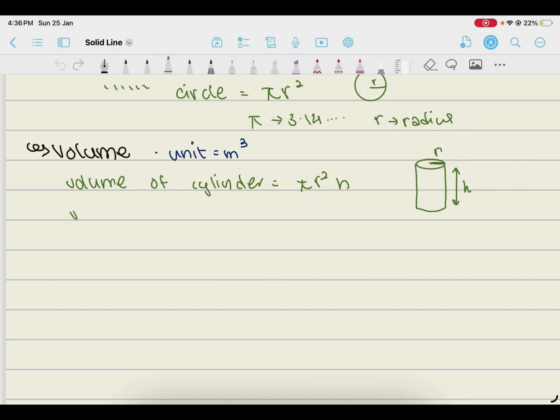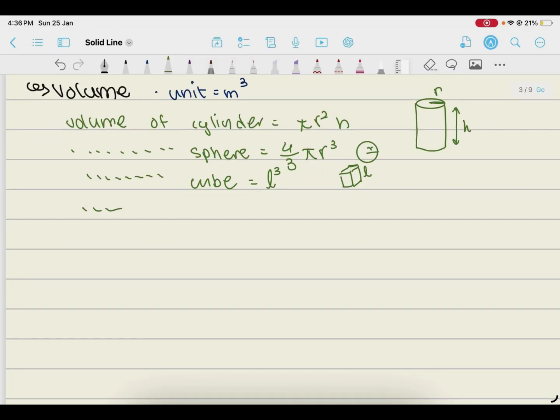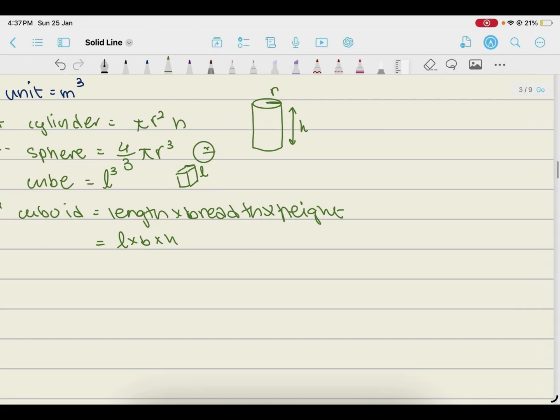Then we have volume of sphere. Its formula is 4/3 pi r cube. Here it is, r. Then volume of cube, it is L cube. So if this is a cube, right, this part is its length, because obviously all the dimensions are equal for a cube. For a cuboid, it is length into breadth, or you can say width, into height. So L into B into H.